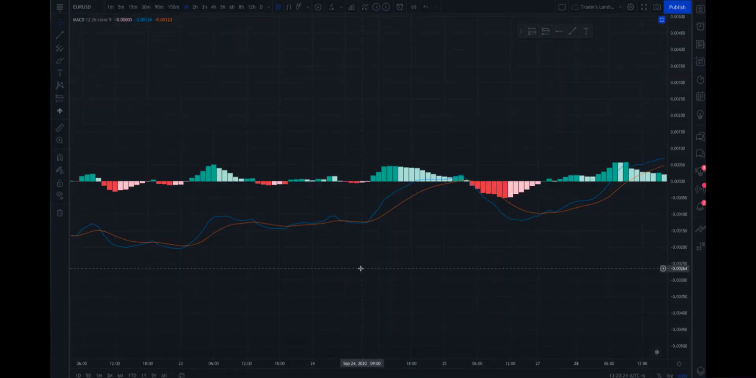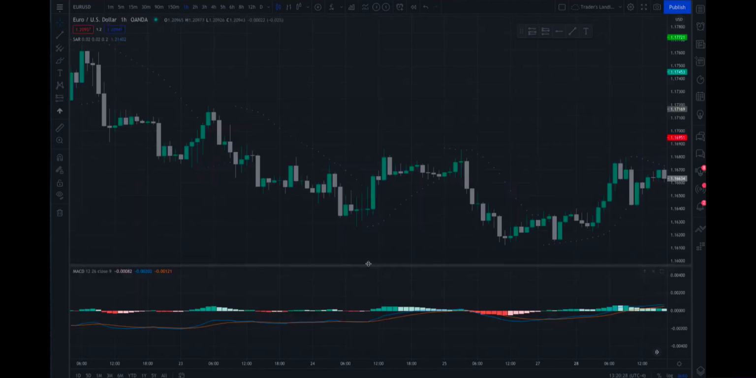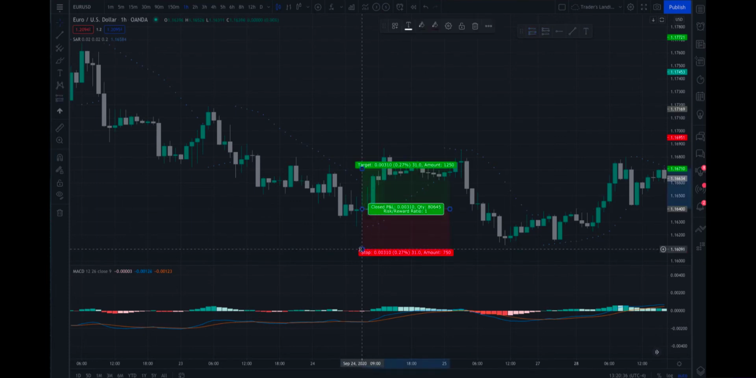Now for a long setup, we have a cross up here. So this would be our entry candle, a PSAR, put the stop below the low, and target 2 to 1.